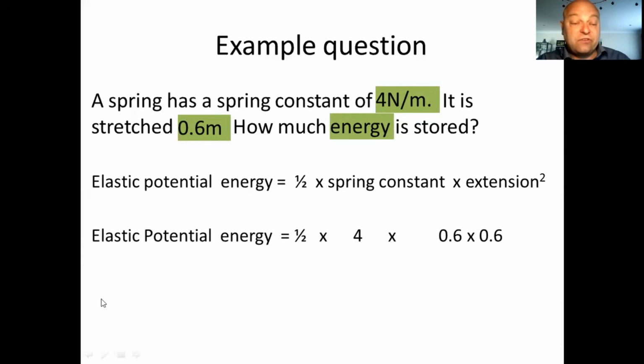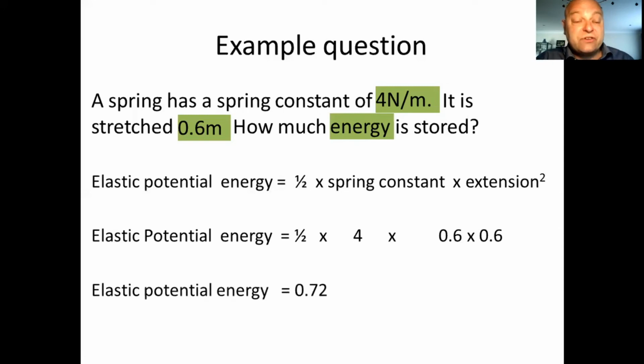So that's our substitution. Get your calculator out, plug those numbers in, and you will come out with 0.72. One more step for you to do. Elastic potential energy is a type of energy. We need to add a unit, and the unit for this is joules. Add our unit in, 0.72 joules.